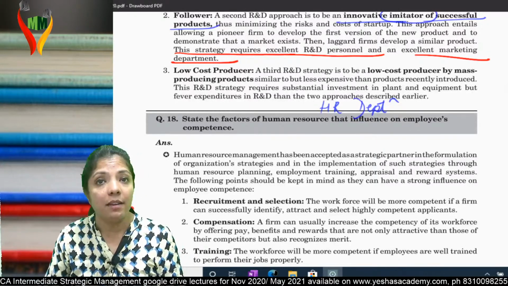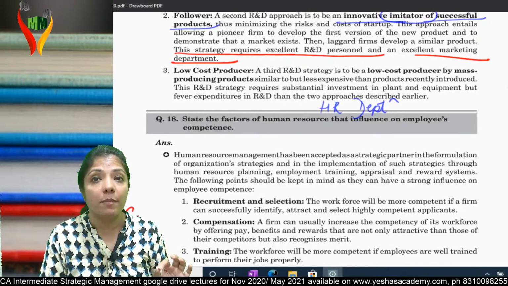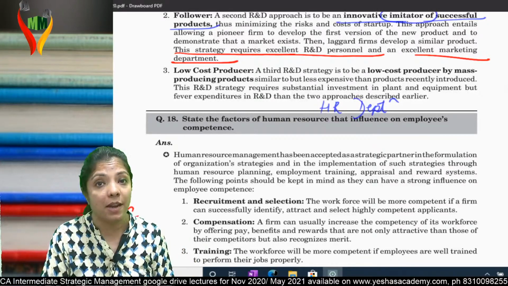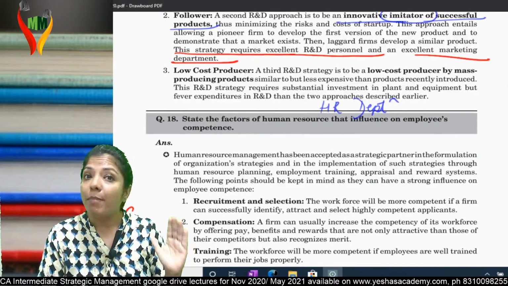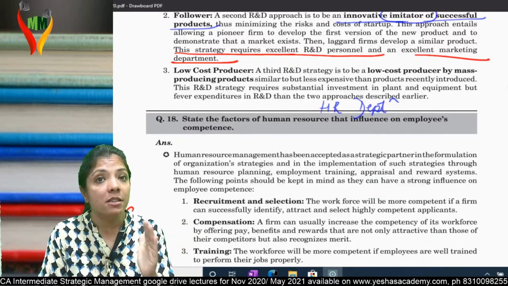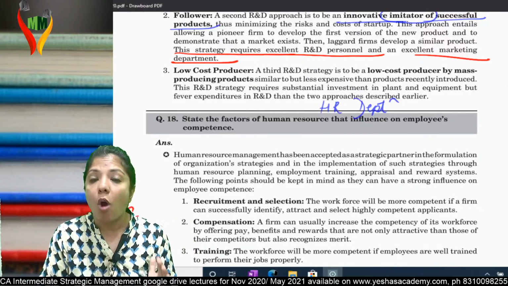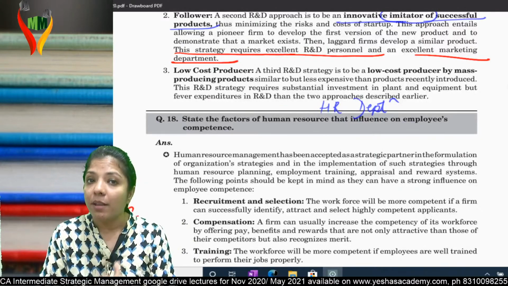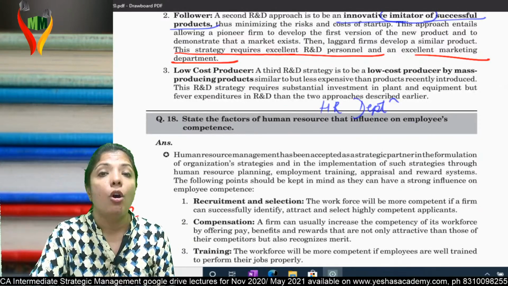So what is question 18? State the factors of HR department that influence an employee's competence. That means what should be done by the HR team if they want the best people in their organization?